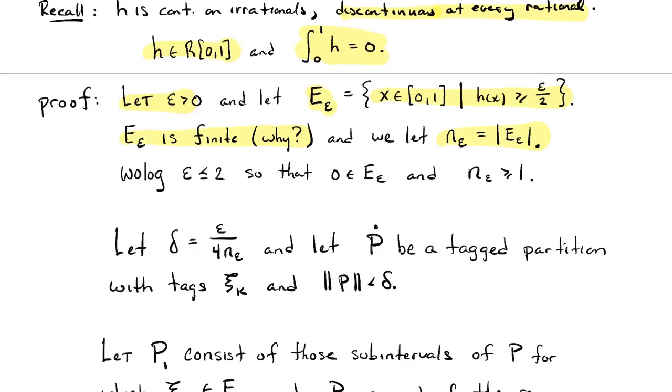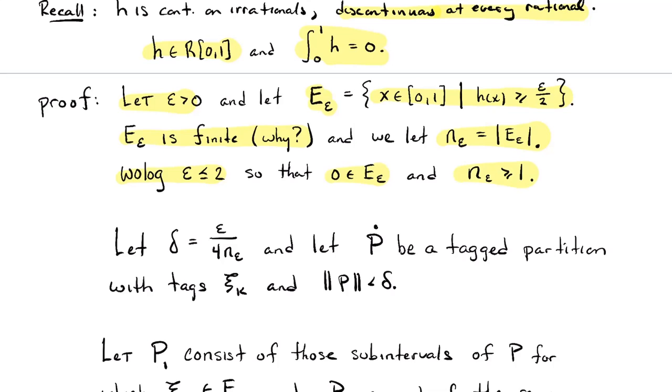The spirit of this is that epsilon's supposed to be small. So without loss of generality, I can assume it's less than or equal to 2. So 0 is always in this set, E sub epsilon. H of 0 is 1. If epsilon's less than or equal to 2, 0 would be in E sub epsilon. So E sub epsilon isn't empty. It has at least one point in it without loss of generality.